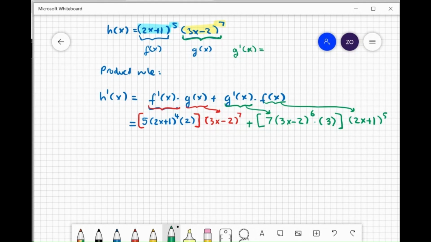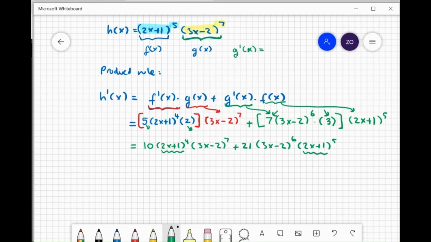The rest we will see if we can simplify further. 5 times 2 is 10. Okay, so just combine this and this. 10 times 2x plus 1 to the fourth power times 3x minus 2 to the seventh power, plus 7 times 3, which is 21, 3x minus 2 to the sixth times 2x plus 1 to the fifth.